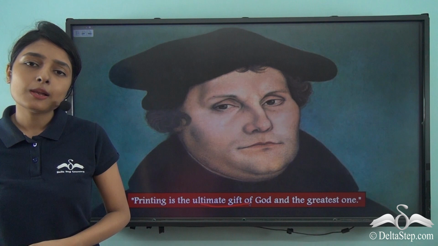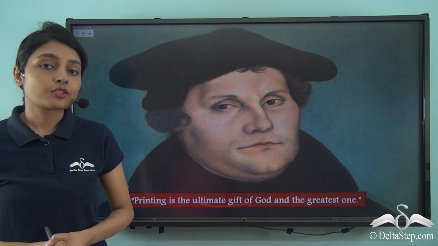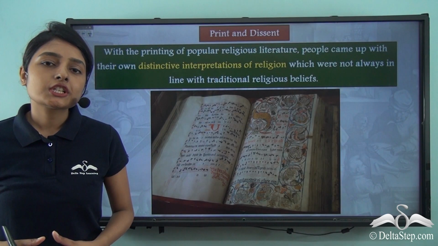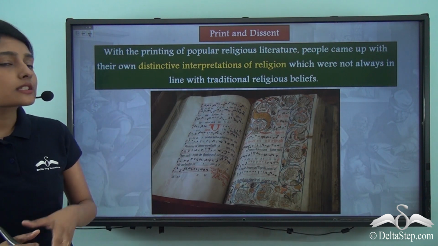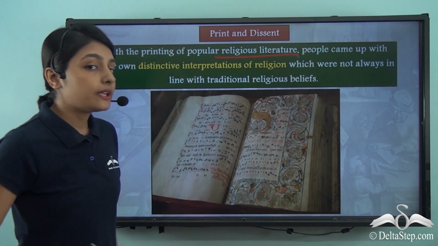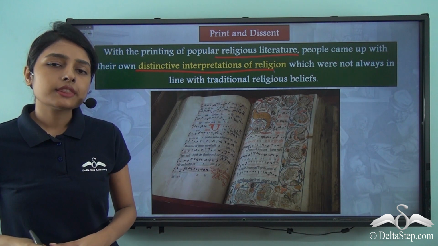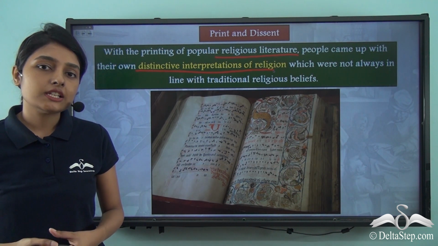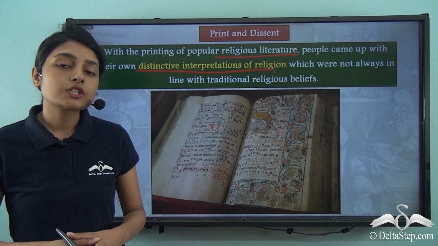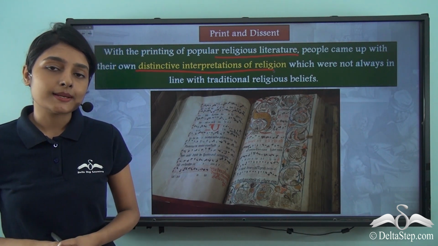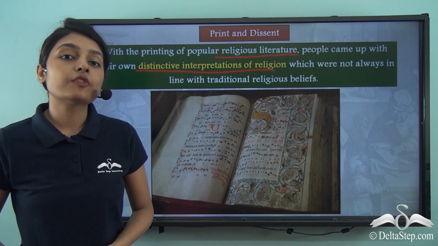And it was with the help of the print revolution that changes were now coming in the existing social orders throughout Europe. The ancient religious authorities were now being questioned and challenged, as we just discussed. And with the print of popular religious literature, people now came up with their own distinctive interpretations of religion. Because earlier on they did not have any way to interpret religion in their own terms. Earlier on, whatever was said and mandated by the church authorities was considered the final say. But now new kinds of literature were being printed, which is why people were now coming up with their own interpretations of religion.